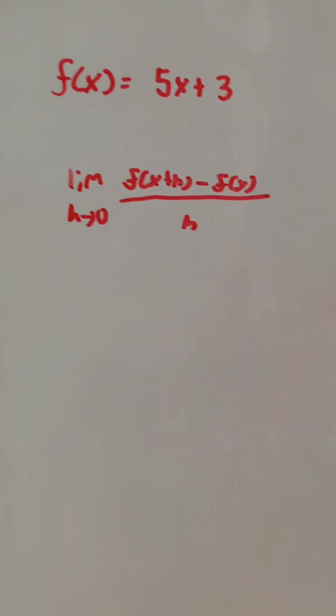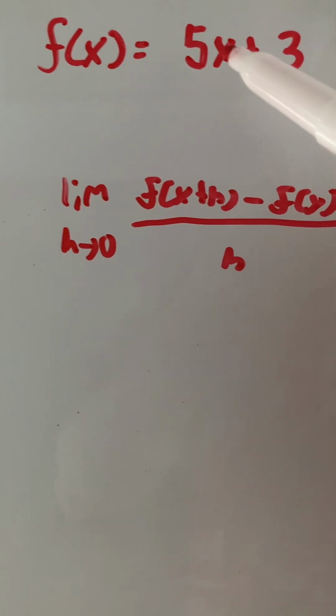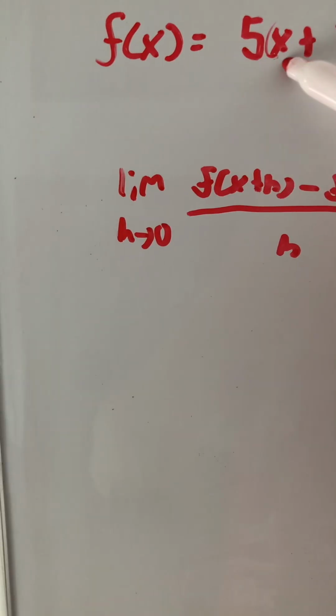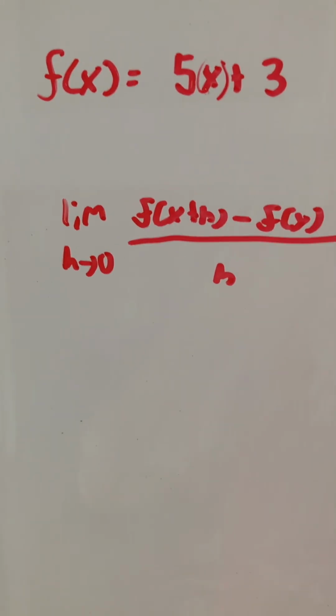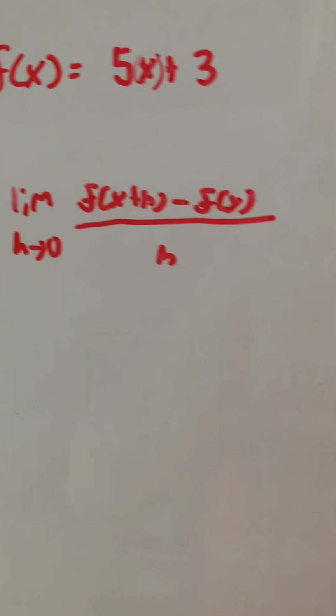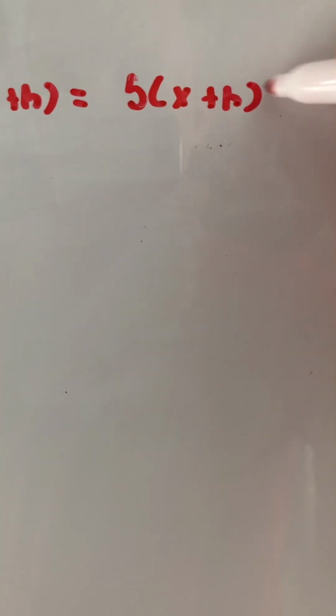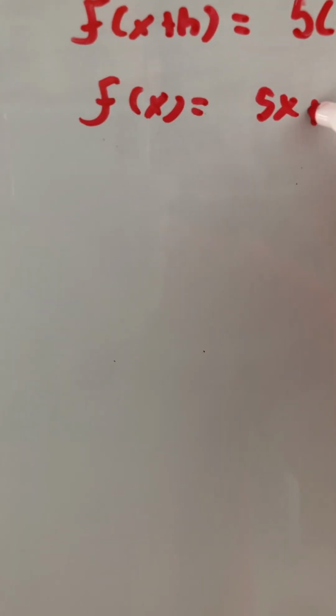First, I'm going to identify what f of x plus h is. Notice we have a 5x, so I'm going to enclose the x inside parentheses along with the h, and keep the 5 and the plus 3 separate from it. So f of x plus h is going to be 5 times x plus h, plus 3. F of x, as we already know, is just 5x plus 3.